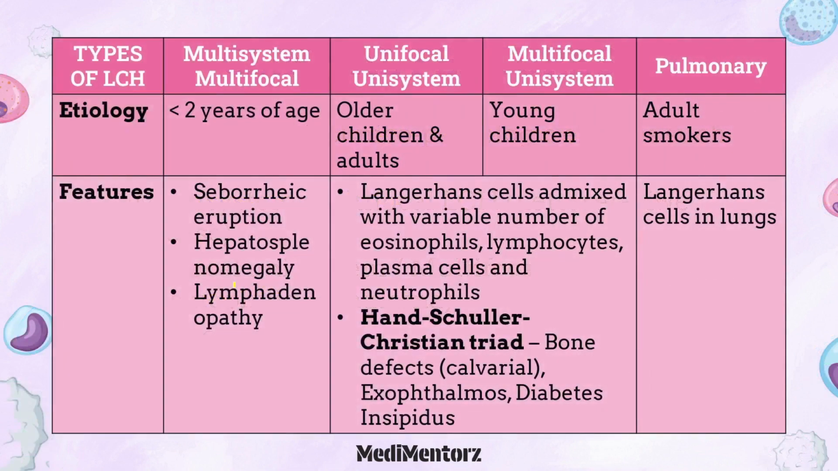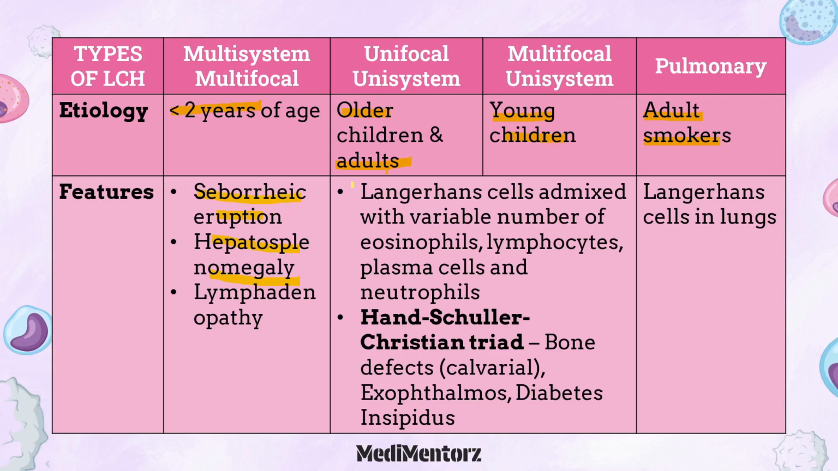So with respect to age, the multisystem multifocal type is usually seen in age less than 2 years, whereas unifocal unisystem is seen in older children and adults, the multifocal unisystem is seen in young children, and pulmonary Langerhans cell histiocytosis is commonly seen in adult smokers. With respect to the features of each type, the multisystem multifocal type presents with seborrheic eruption, hepatosplenomegaly, and lymphadenopathy.